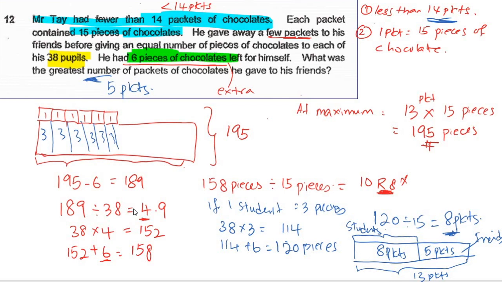Okay. In total, I have 13 packets. That means 8 packets I give to my students. When I give these 8 packets to my students, I actually have 6 left, because this is the add back, which means I packed it into 8 packets. I have 6 left. And then the remaining 5 packets are what I actually gave to my friends.